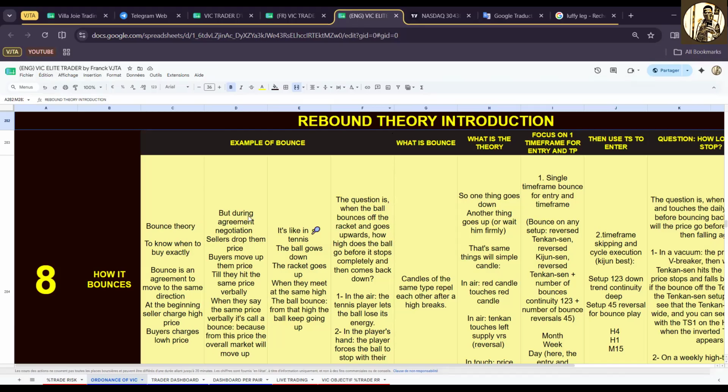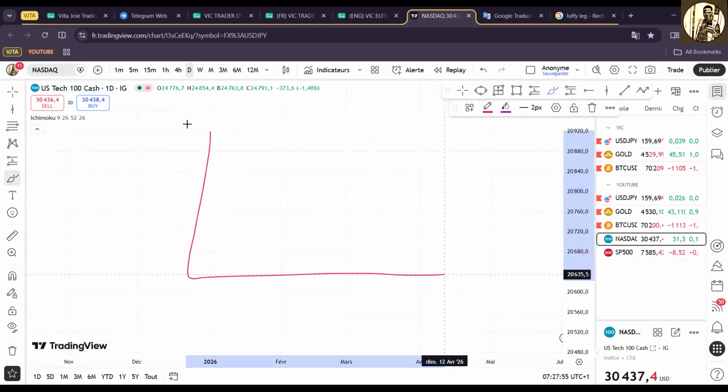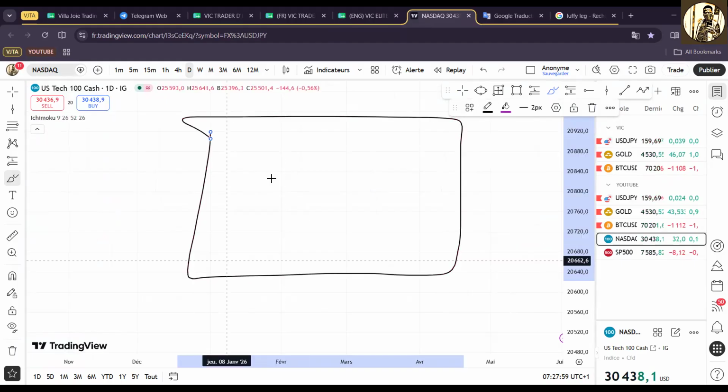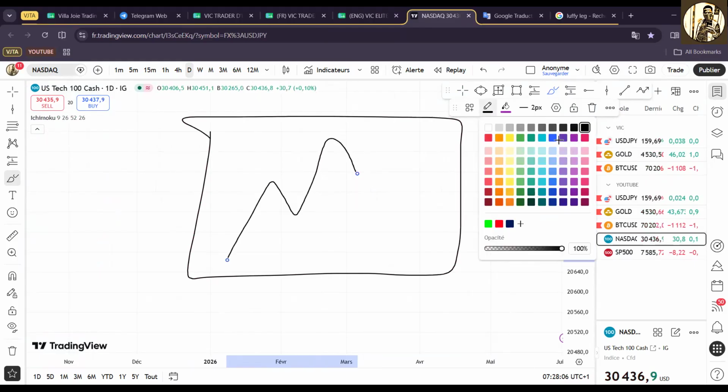What is the bounce theory? The bounce theory is the fact that you have a graphic, right? A screen, and the main important thing on the chart is this graph, the movement of the chart, right?